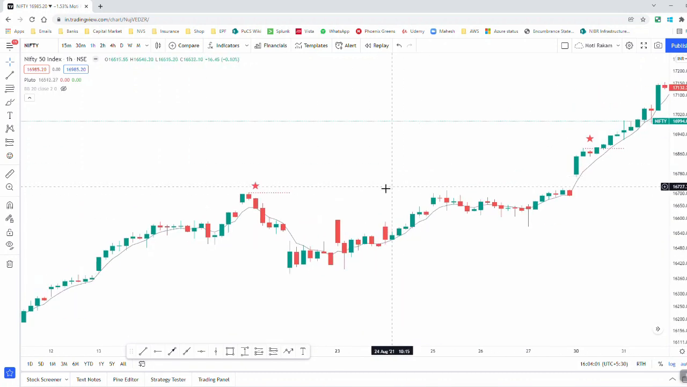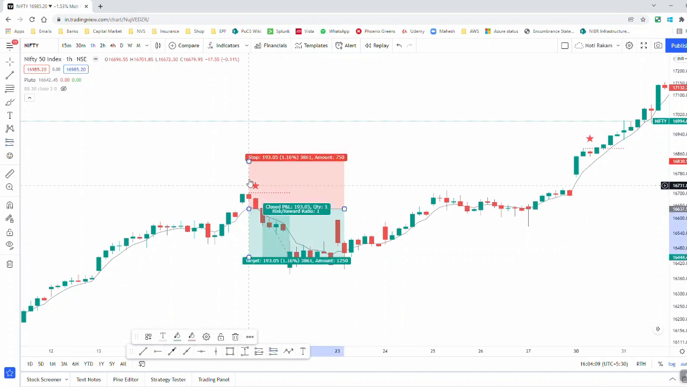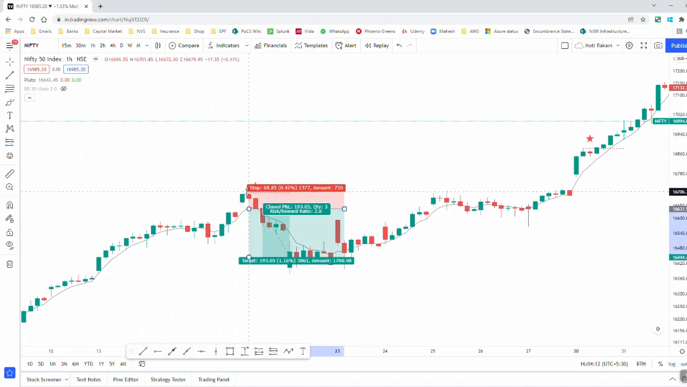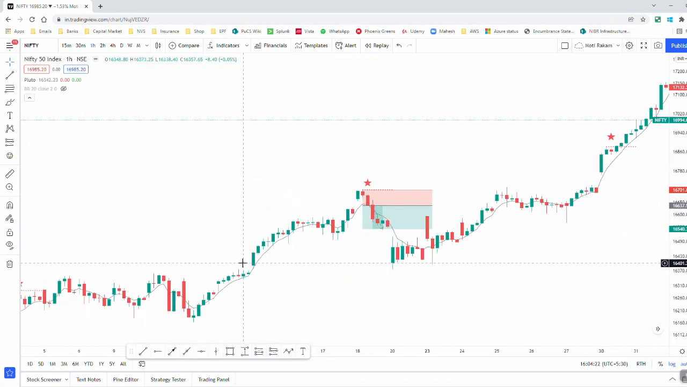Now look at this one. This was a very good tradable signal. यहाँ पे आया. If I again try to take the short call from here right after the close of the candle, I would have taken it. So if I take this here, this is my stop loss, and if I take 1:1.5, I would have got 1:1.5 here, right?